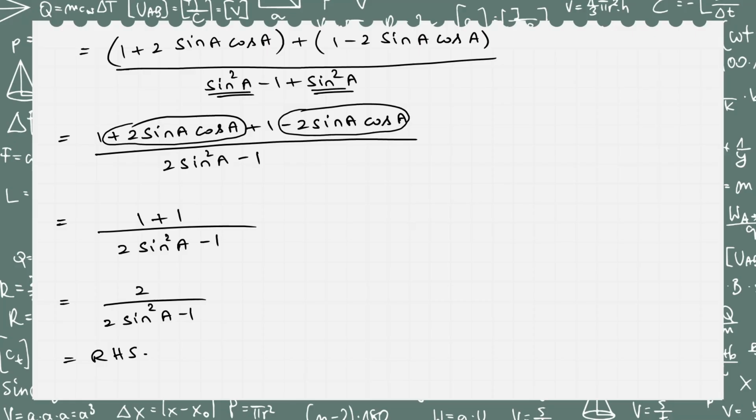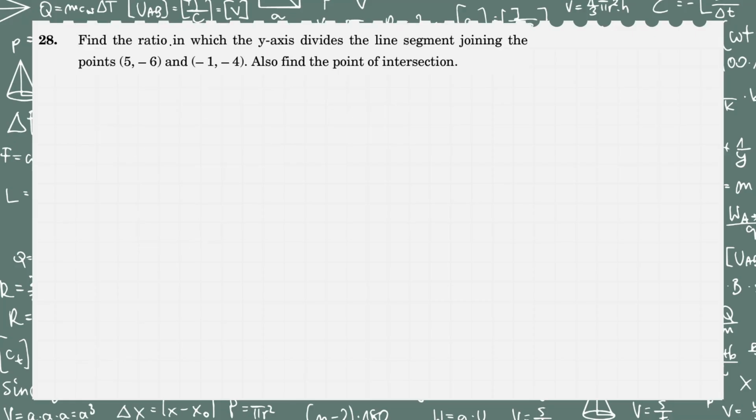Let's move on to the next sum. Find the ratio in which the y-axis divides the line segment joining the points 5, minus 6 and minus 1, minus 4. Also find the point of intersection. Let us try to draw this scenario and understand this better.